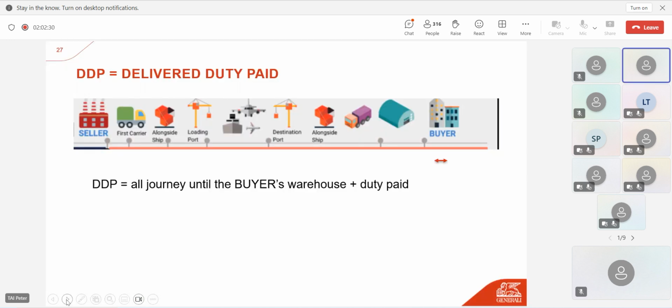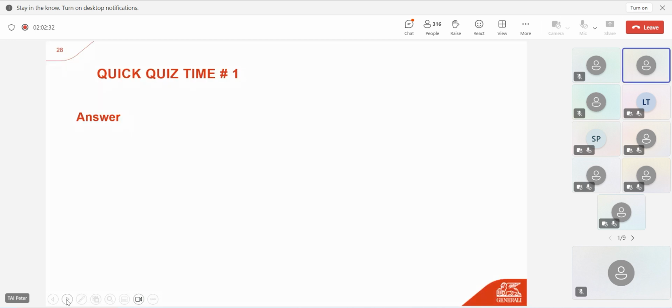Okay, I'm going to go to the interesting part, which is quiz time. Just to test your mental ability to absorb all the information. Okay, so basically quiz time number 1. See whether you all know how many Incoterms there are. Just now I go back, show you, see whether you still remember or not. But I'm going to make it very easy for you. I'm going to give you A, B, C.